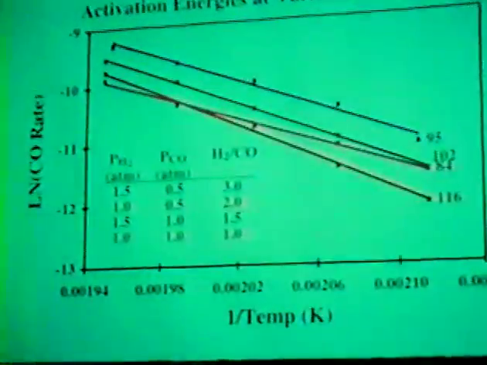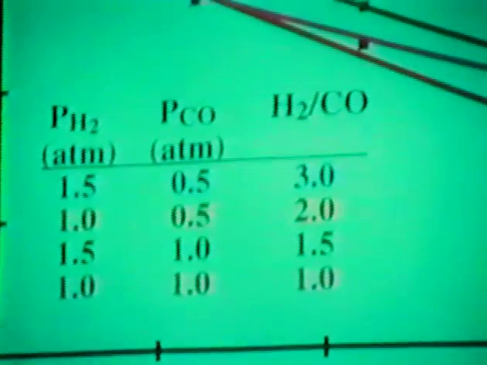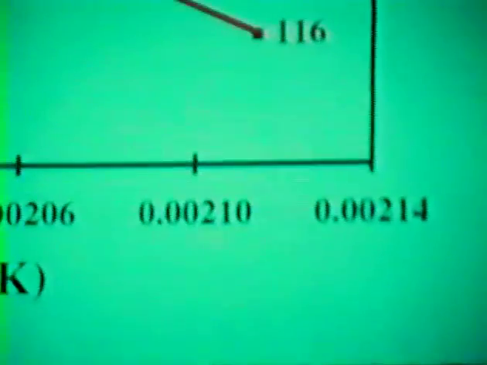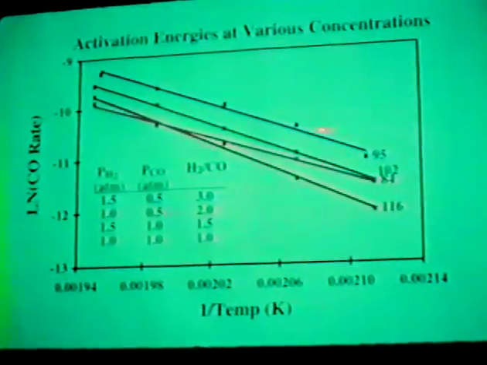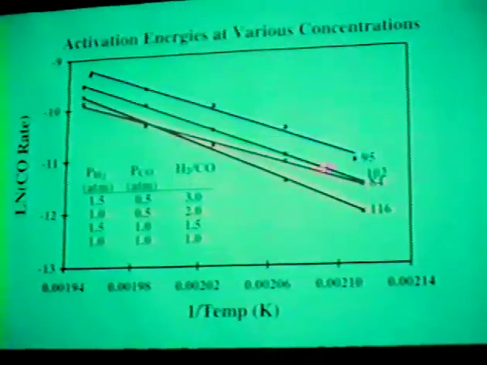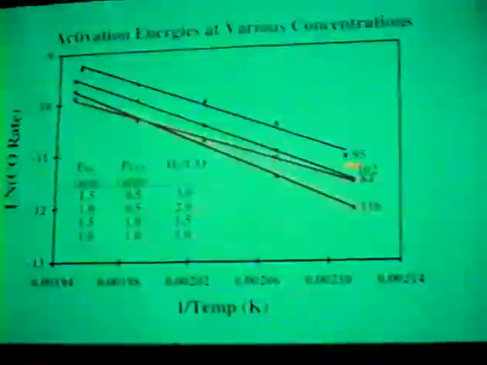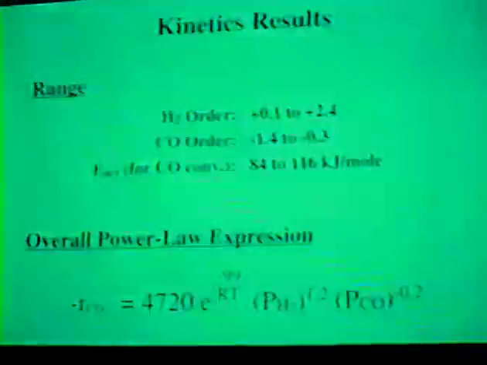Activation energies were measured using Arrhenius plots, and we can see that there's still not a lot of consistency. We do see, however, that the maximum was reached at a hydrogen to CO ratio of 3, and that it drops with either a decrease in the hydrogen concentration, such as to this line along the bottom, or with an increase in CO concentration. And so there is some variation that we see.